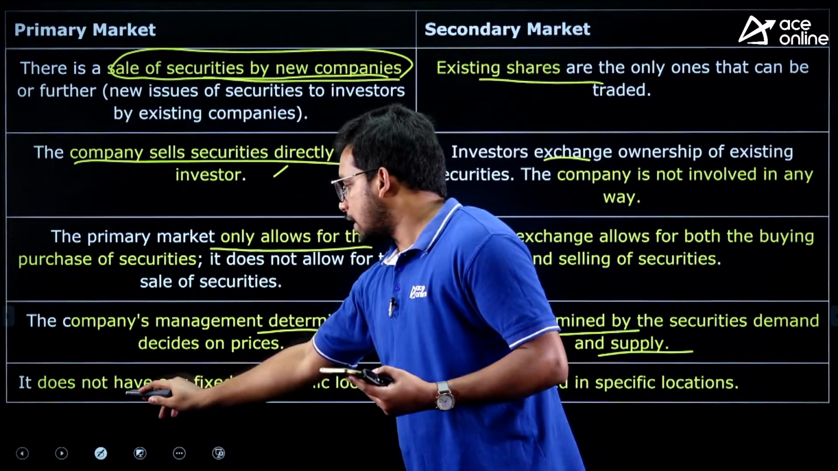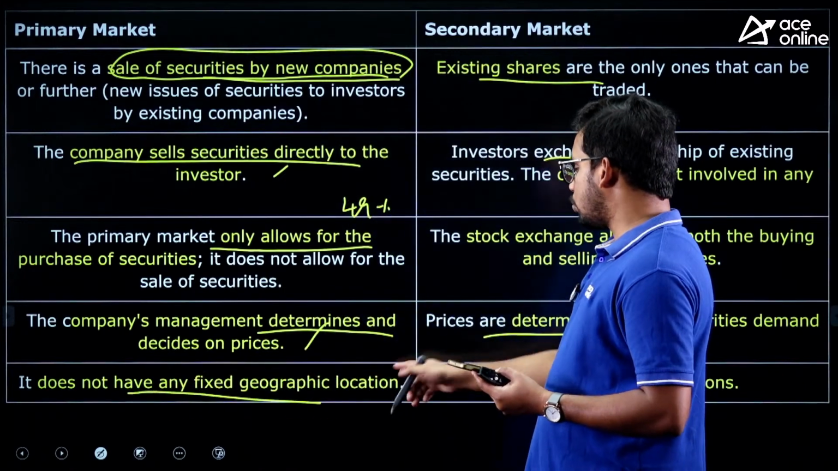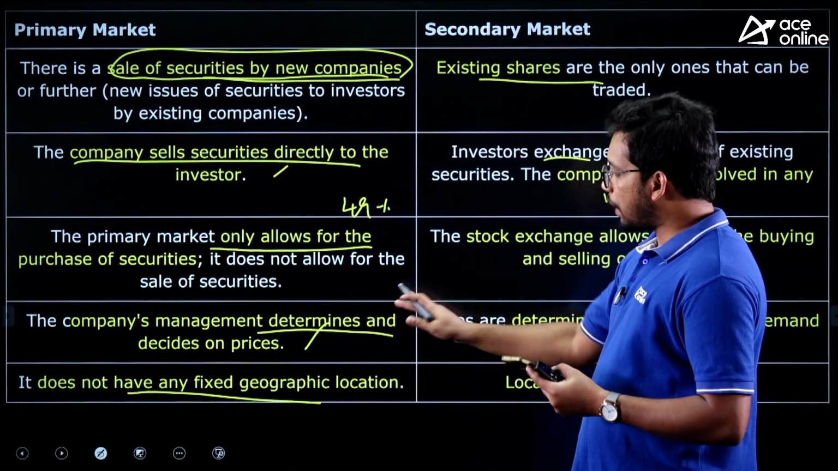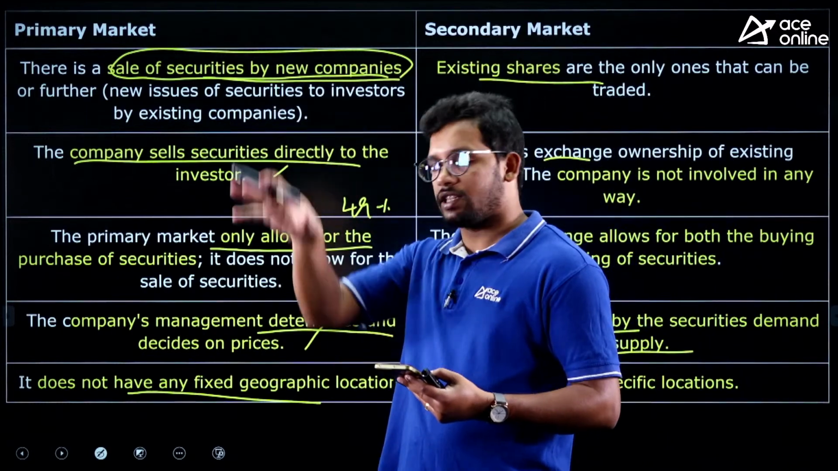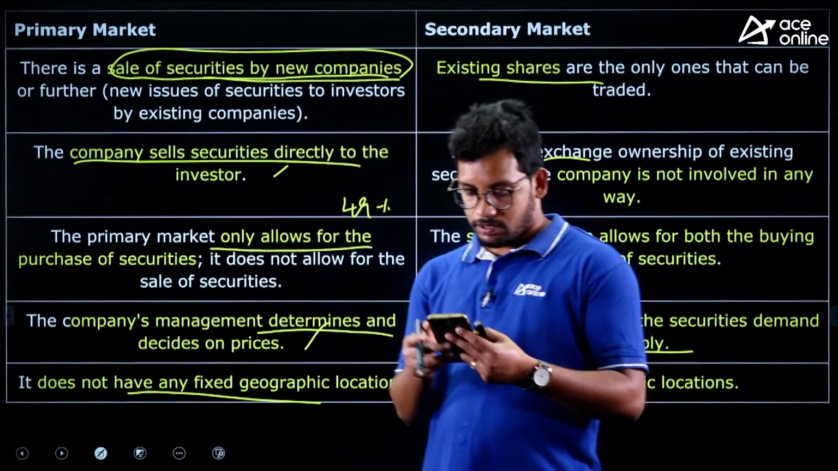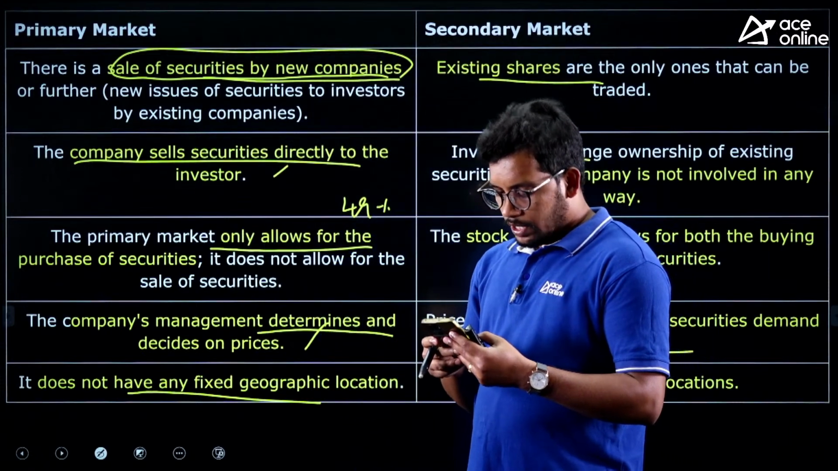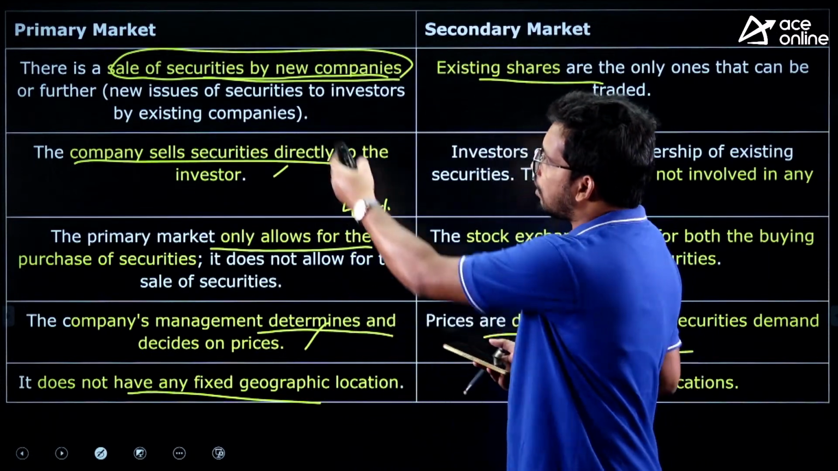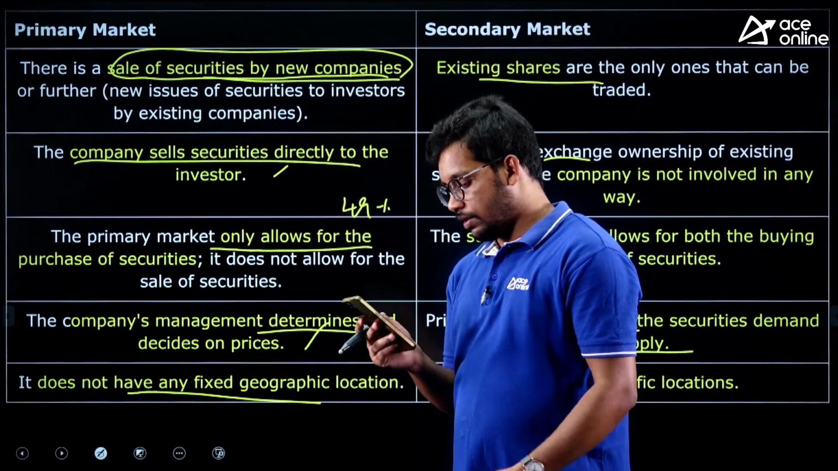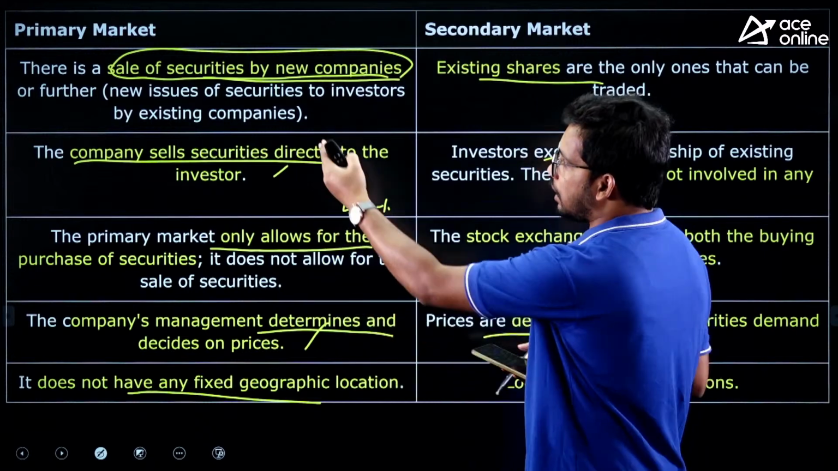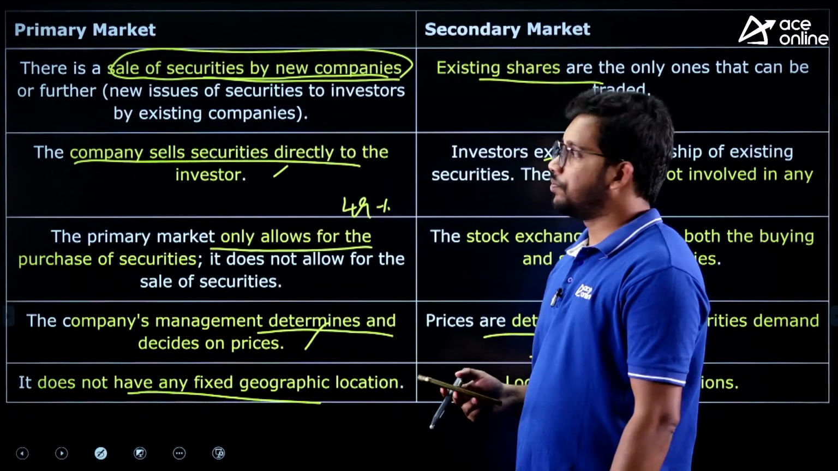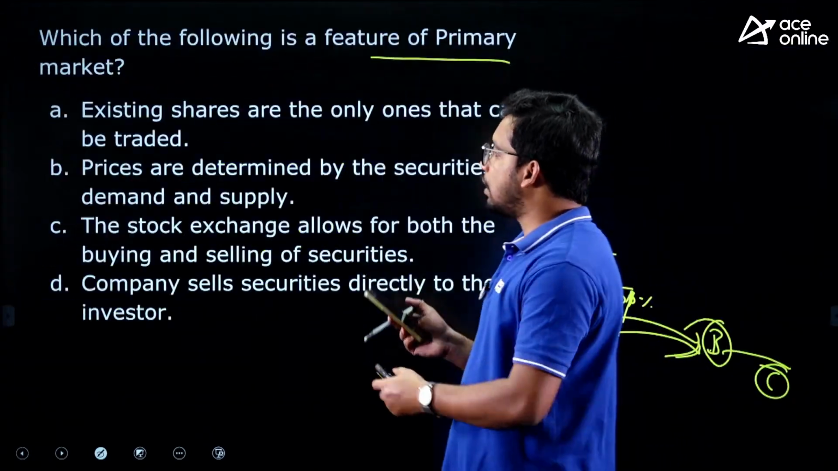So the last one, it does not have any fixed geographic location. So the primary market does not have any location, but for secondary markets, yes, stock markets and all, these things happen. Yes, initial public offering is part of the primary market only. Very good, Jashwant. So initial public offering is part of the primary market only, right? Now tell me the answer.